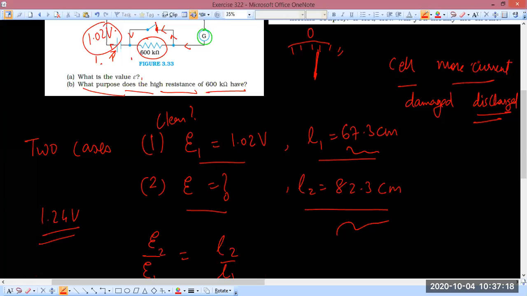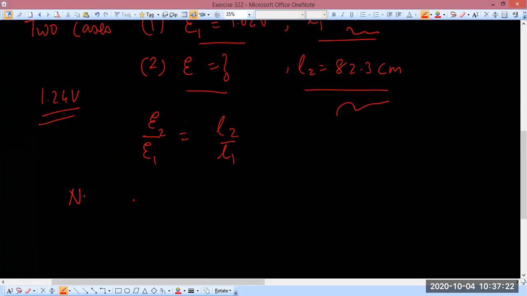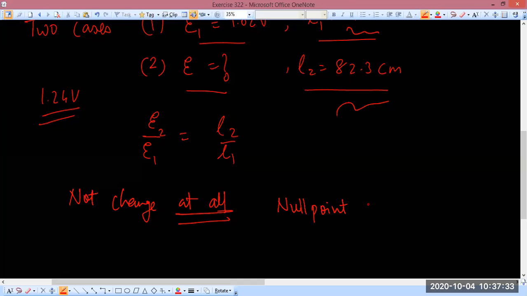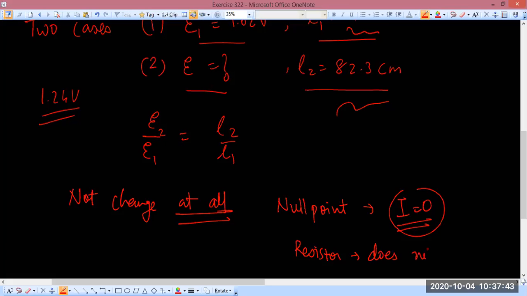All right, the correct answer is it will not have any effect, it will not change at all, right? Nothing at all. The reason is that null point itself means the case where the current flowing through that is zero, right? And if current is zero, I hope you realize that a resistor is useless. It does nothing. If current is zero, a resistor does nothing.